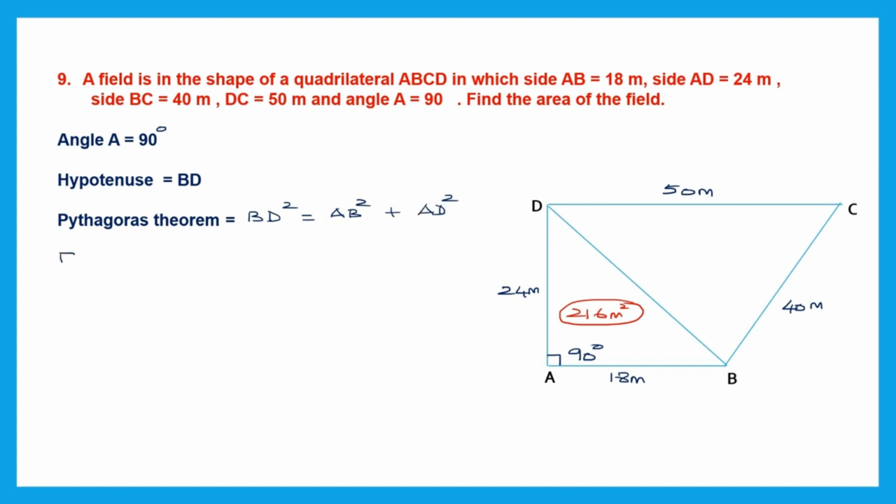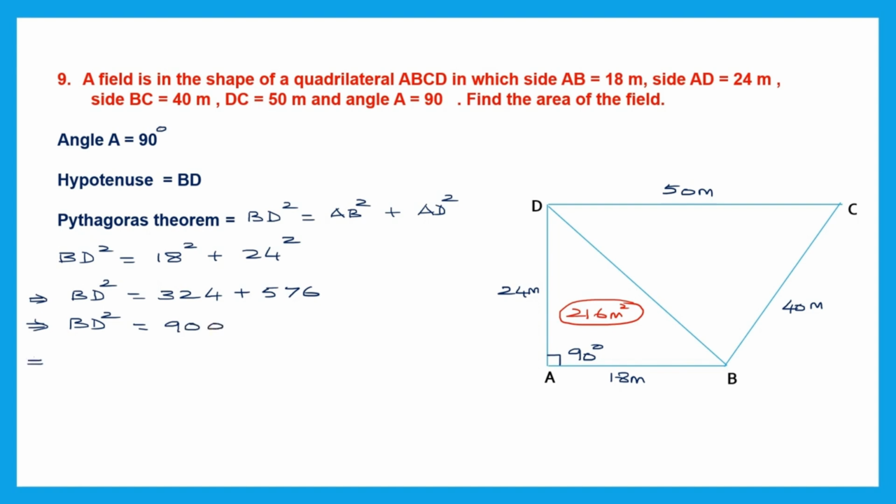So BD square, let's continue to write that. BD square is equal to AB, AB is 18, that is 18 square, plus AD is 24 square. So now we're going to find the value of BD square. This is 18 square, that is 18 into 18, which is 324, plus 24 into 24, which is equal to 576. Now let's find what BD square is. So BD square will be 324 plus 576, which is 900.